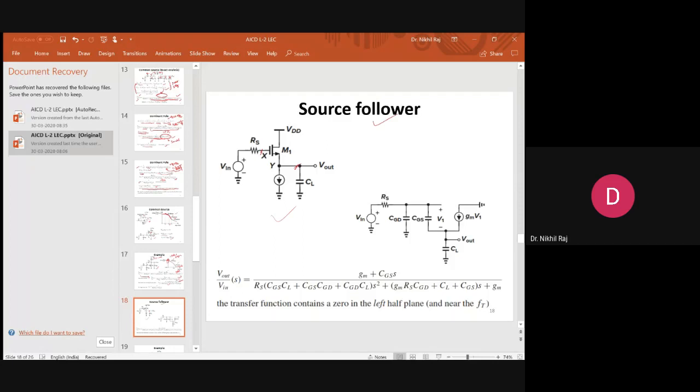So if we need to calculate, we just draw the small signal. Somewhat CGD is introduced, which will come here, and this VDD is grounded. So the CGD will come here directly. Now, how many capacitances are seen here? If you see here, this is one node at X, a capacitance will be there. At Y also, the load capacitance is there. So this means there are two nodes and two different capacitances. That means there will be two poles.